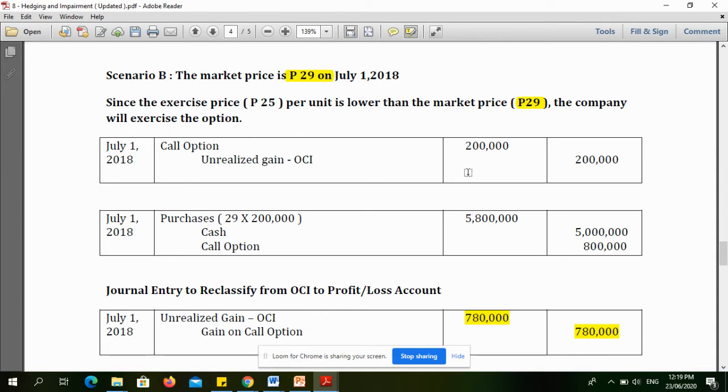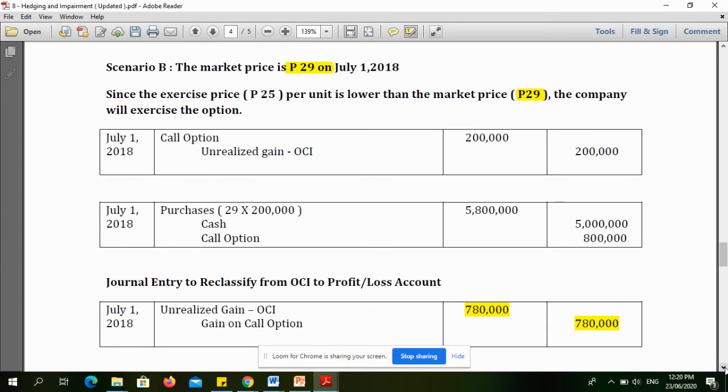So, ito na yung entry. We debit call option, 200,000 pesos. We credit unrealized gain, OCI, for 200,000 pesos. So, that's number one. The number two is we will record the purchase. I want to emphasize, ang purchases account, it will be the market price. So, 29 pesos times 200,000 pesos is equals to 5,800,000.